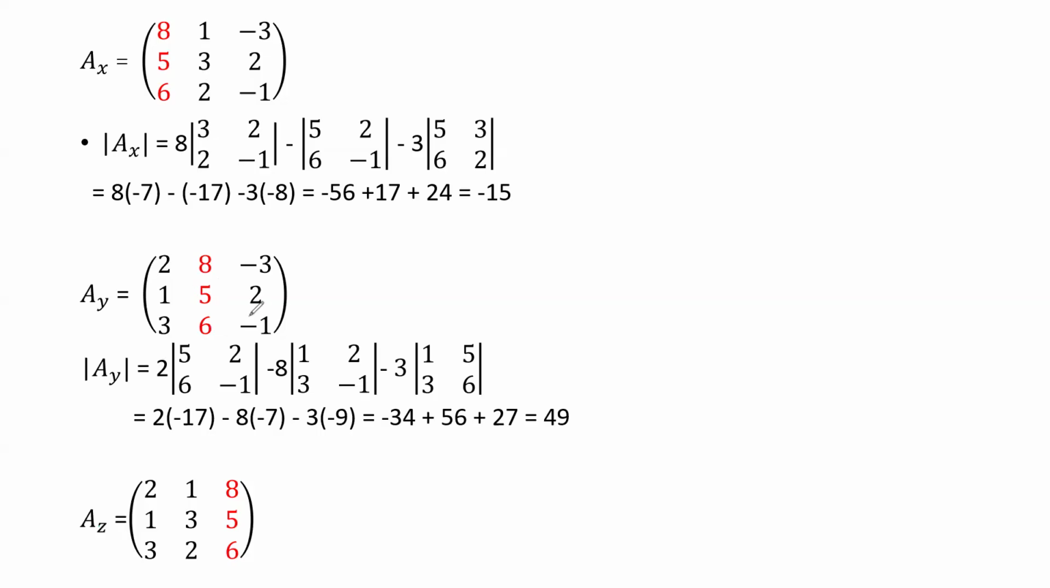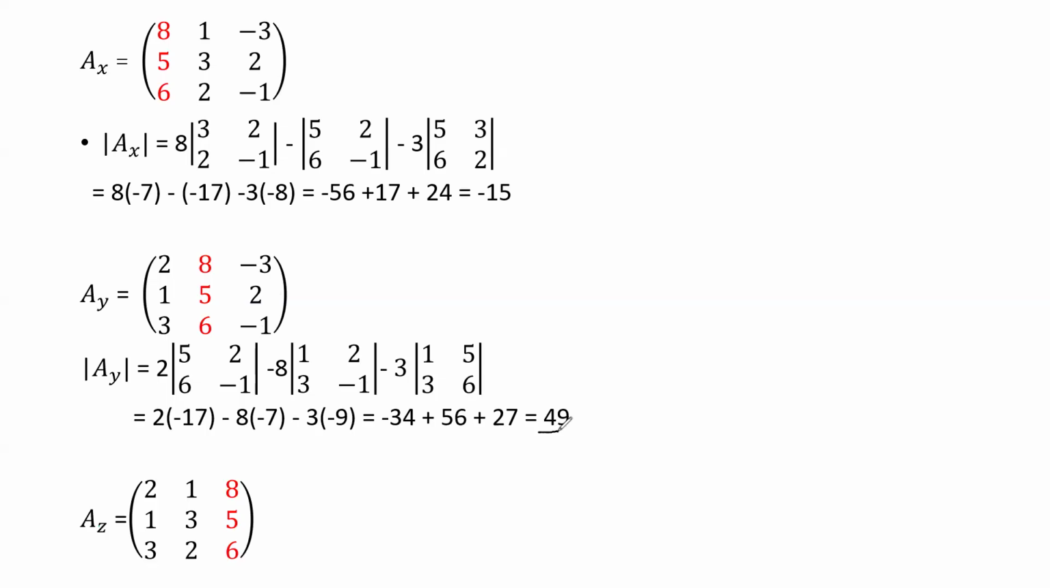We maintain the other columns, so there we have the same thing. We are plus, minus, plus. We are plus 2. We are left with 5, 2, 6, negative 1. You form this one. Now minus 8. You get 1, 2, 3, negative 1. Are you okay? Now plus minus 3. You get 1, 5, 3, 6. Yes, sir. Then find the determinant of each matrix. That will give us all this, and when we simplify, it gives us 49.